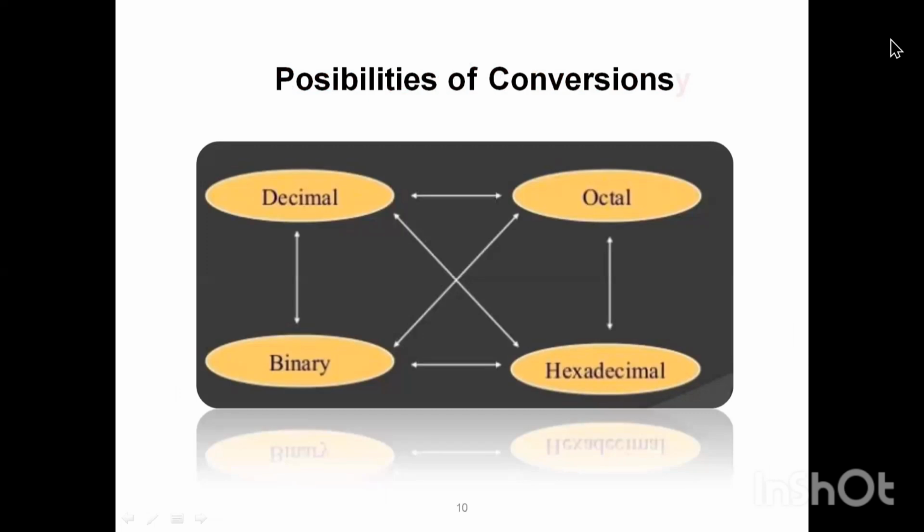Next is the conversion possibility of the number system. We know the decimal and binary number systems, as well as the octal and hexadecimal number systems, so we have 12 possible conversions. The binary number system may be converted to decimal, octal or hexadecimal, and decimal to binary, octal and hexadecimal. Octal can be converted to decimal, binary and hexadecimal, and hexadecimal can be converted to decimal, binary and octal. Each conversion has its own logic.